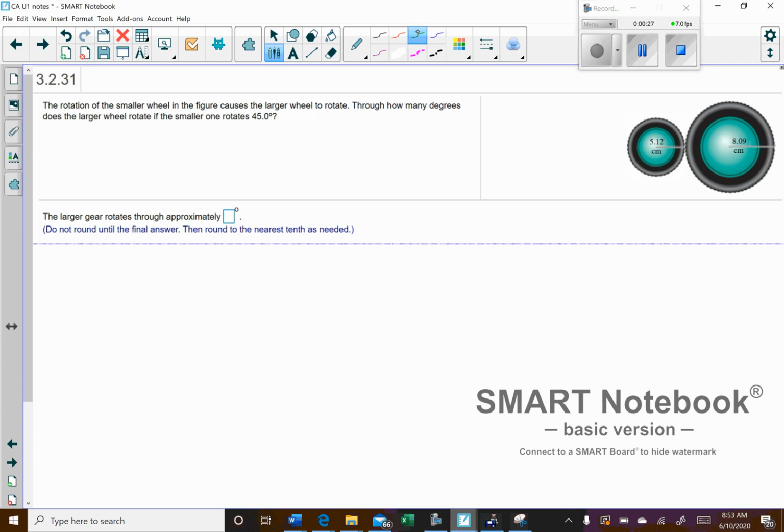So let me try to give you a picture of this. Here's a small wheel, and that's about 45 degrees, so it's going to rotate about that much, right? I'm giving you the arc length right there, and the reason is because this other wheel is going to rotate less than 45 degrees. It'll be somewhat less.